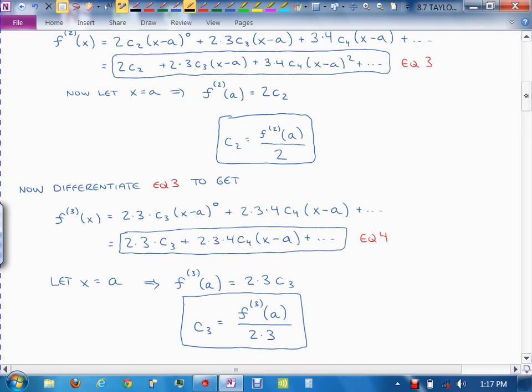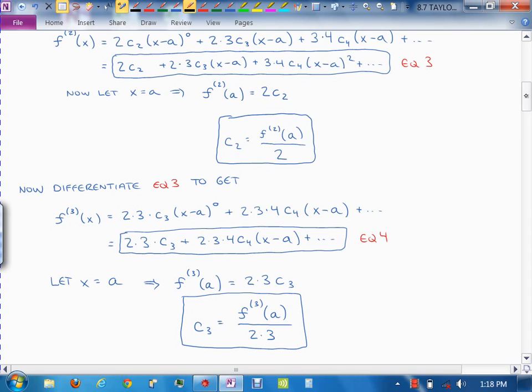Just 2 times 3 c sub 3. And then the next one, watch what happens. 3 times 4 c sub 4, all this squared. 2 comes out. 2 times 3 times 4 c sub 4 x minus a. And then I keep that pattern going, right? When I plug a into the third derivative, I get 2 times 3 times c sub 3. Divide both sides by 2 times 3 here, and you get the third derivative at a over 2 times 3. What do you think the next one is going to be?